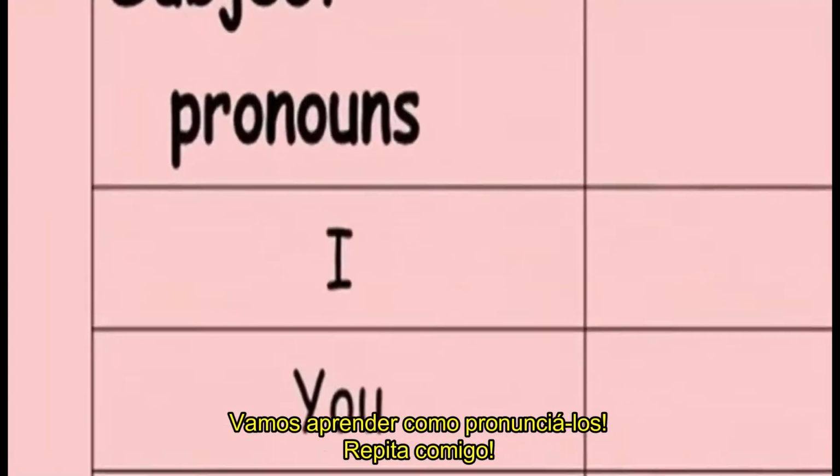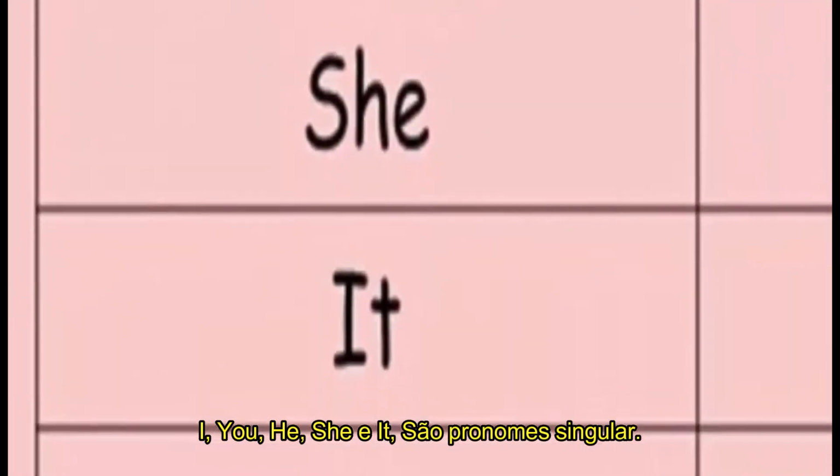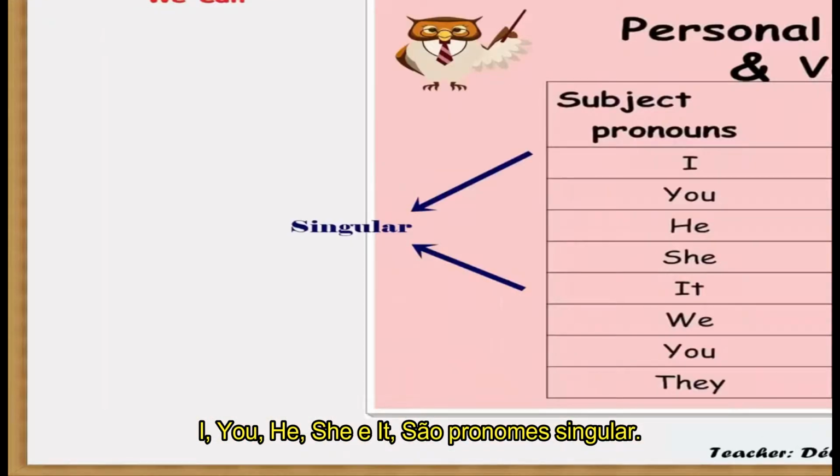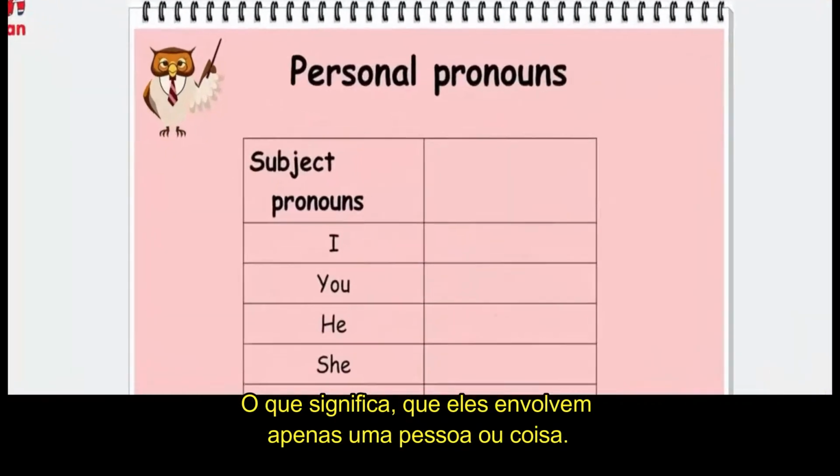Repeat with me. I, you, he, she, it, we, you, they. I, you, he, she, and it are singular pronouns, which means that they involve only one person or thing.